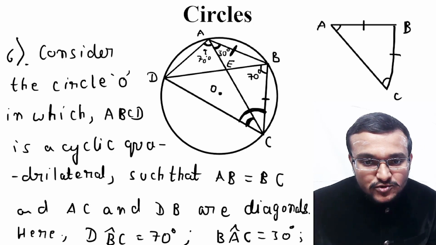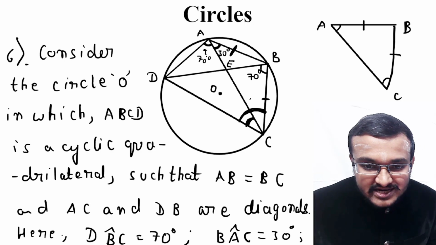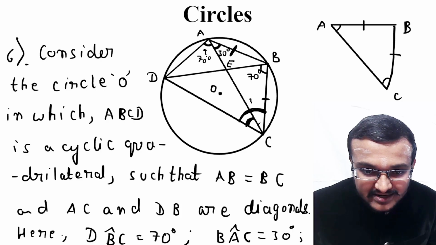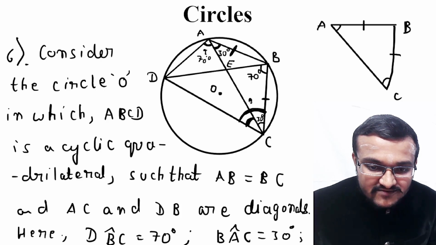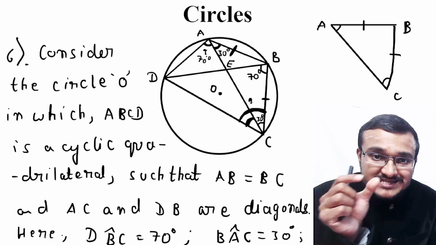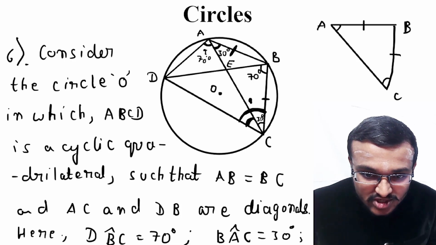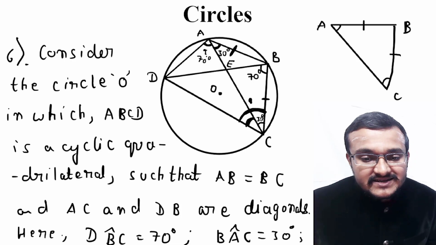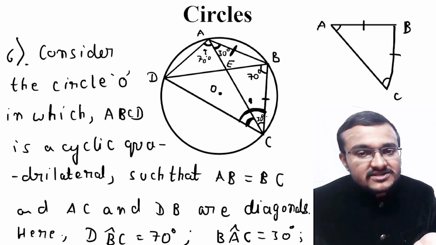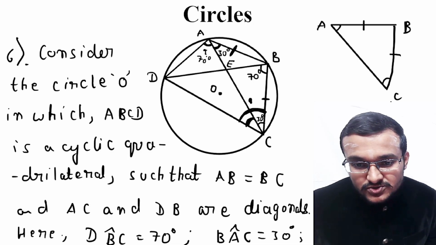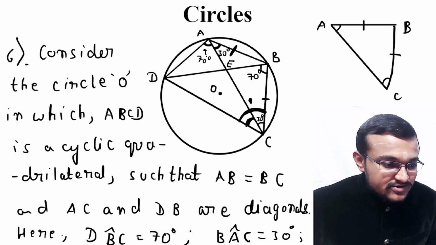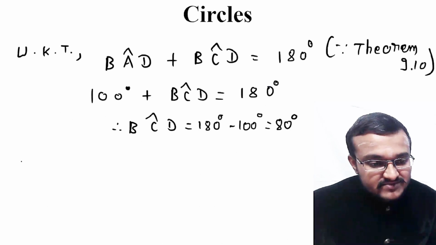Now here we know BAC is 30 degrees. So that means this particular smaller angle will also be equal to 30 degrees. The total angle we have proved as 80 degrees, and in that, this smaller angle we know is 30 degrees. So 80 degrees minus 30 degrees will be 50 degrees. Now we will try to write those in statements.